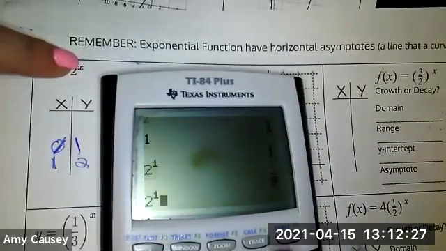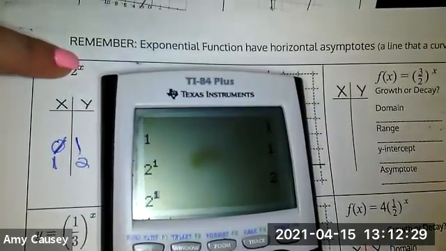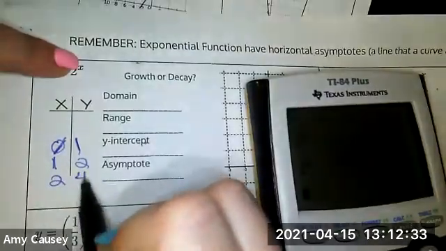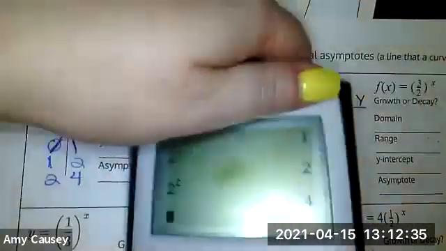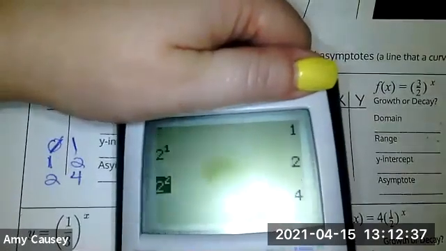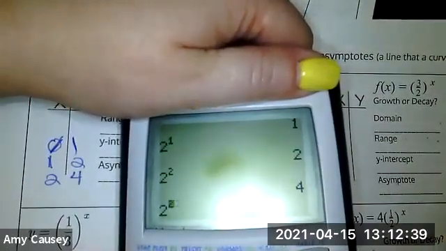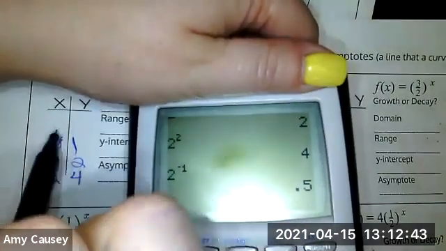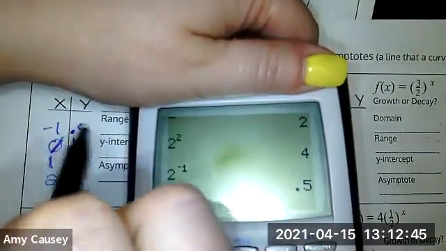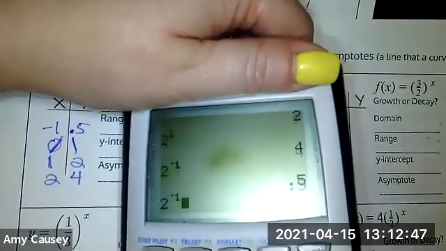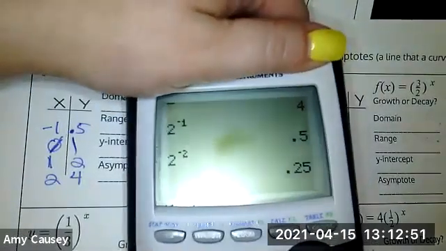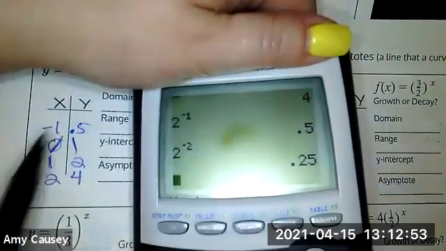Let's make it 2 to the 2. You get 4. Let's go negatives now. Let's make it 2 to the negative 1. Oh, let's see, that's 0.5. Let's make it 2 to the negative 2. Oh, you get 1/4 or 0.25.